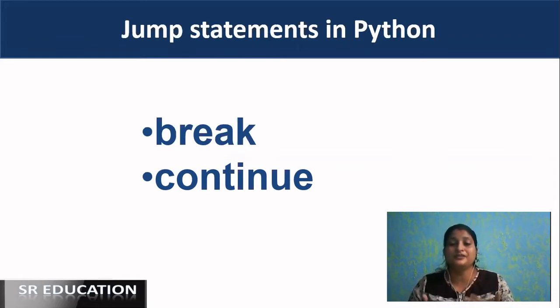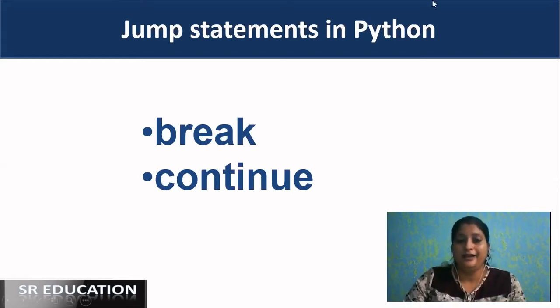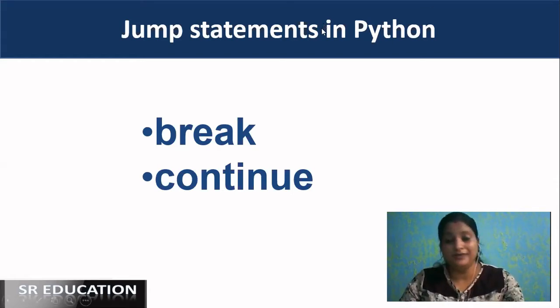These are called jump statements because they make the compiler jump over statements, like ignoring a few lines of code, and it directly comes out of the loop or out of a particular block of code. So that is why it is called a jump statement. So let's see how to use this, without wasting time.